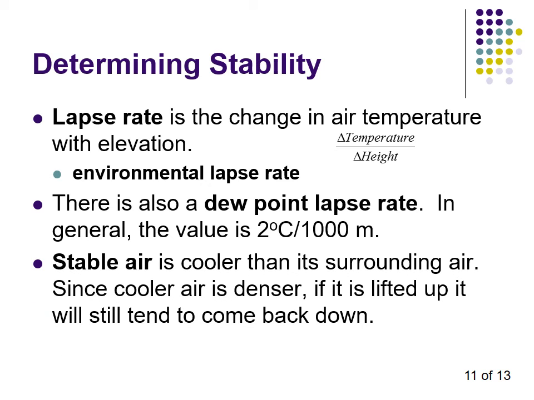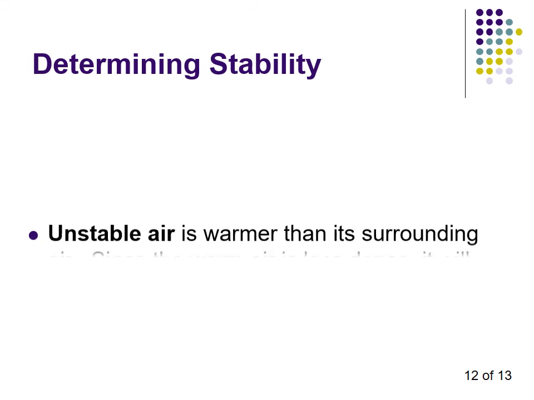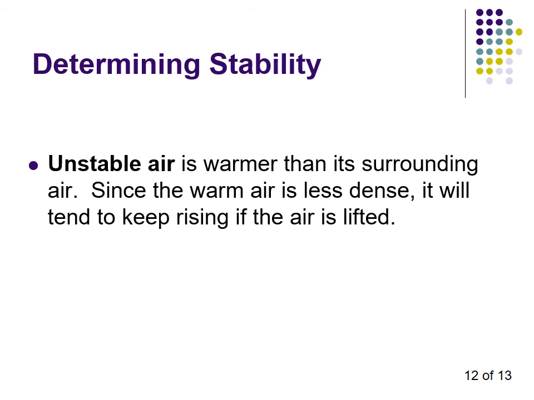So, the definition of a stable air parcel is an air parcel that's cooler than its surrounding air. Since it's cooler, it is more dense, and if we try to lift it up, it will tend to come back down. An unstable air parcel is an air parcel that's warmer than its surrounding air. Since warm air is less dense, it will tend to keep rising if we lift this air parcel up.